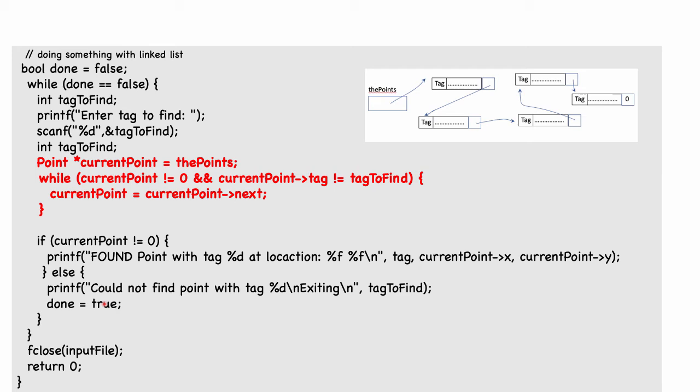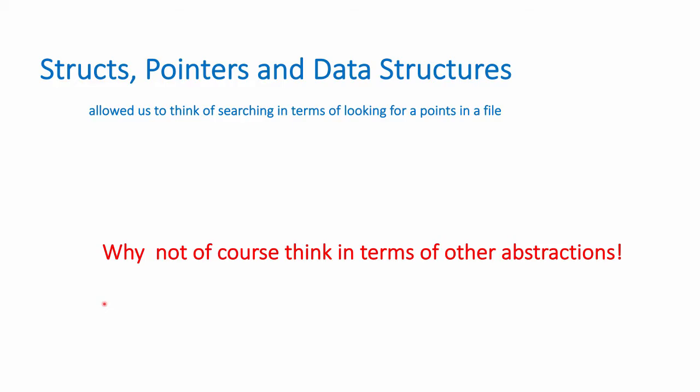So that's how we do points in a linked list, searching for points when we put them into a linked list. If the access pattern you have to a large collection of objects is similar to searching randomly for a point, we would never, ever use a linked list. This is just an example to show you how easy it is to create such a data type in C. So structures, pointers, and data structures are allowing us to think in terms of looking at points in a file.